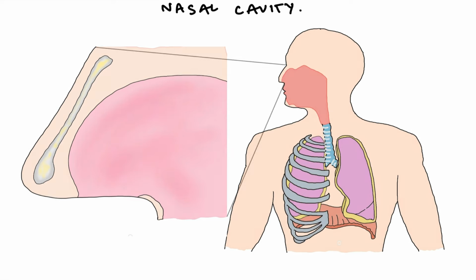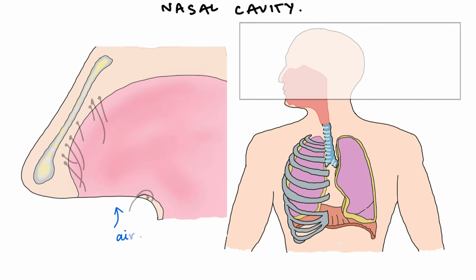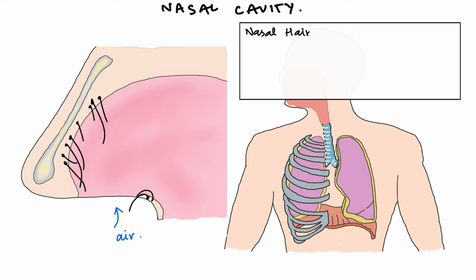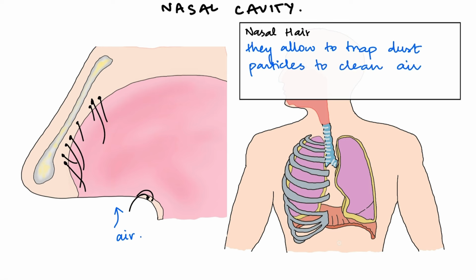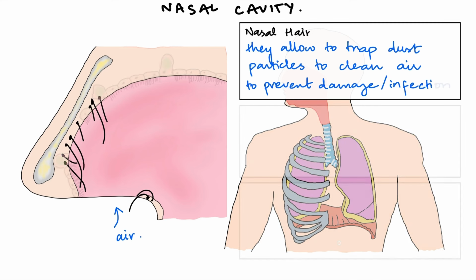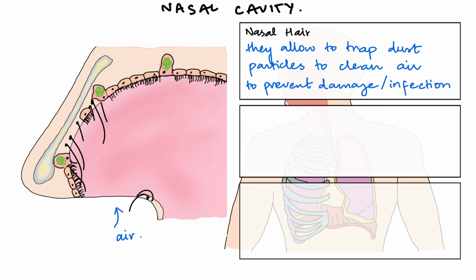Let's quickly talk about the nasal cavity. The nasal cavity has this nasal hair which is there to prevent dust particles from entering. So nasal hair allows us to trap dust particles. Why do we need that? To clear the air and to prevent damage and infections, because dust particles obviously have pathogens on their surface.